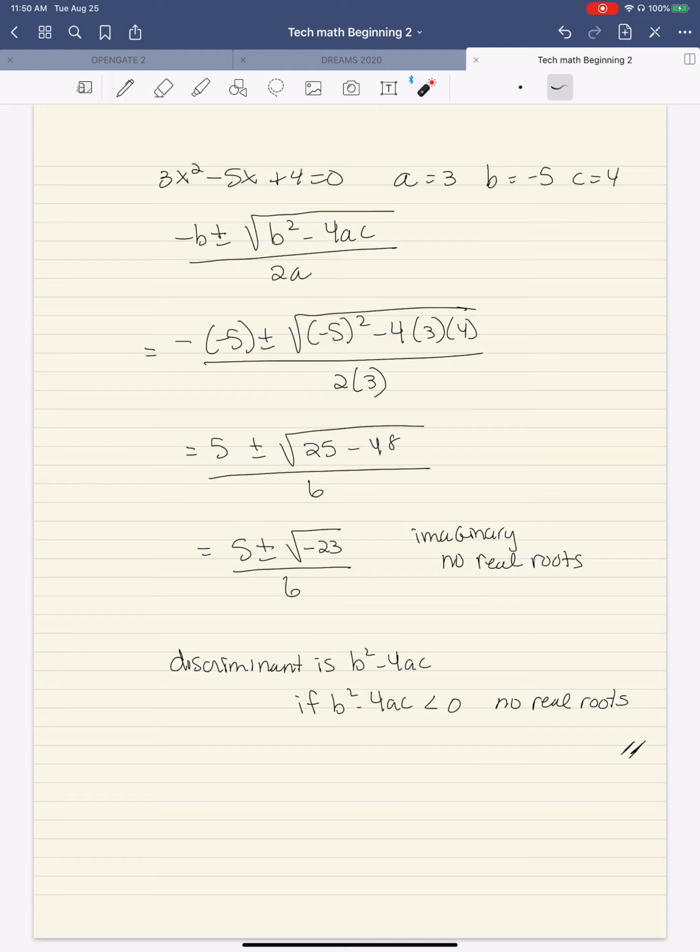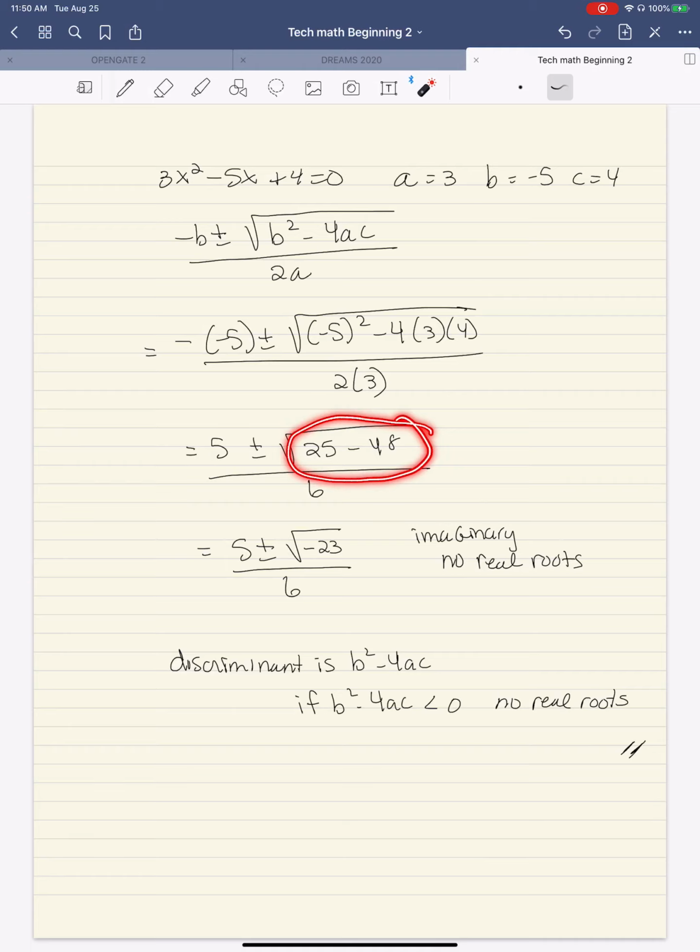Let's try another one, the one that gets no real roots. 3x squared minus 5x plus 4 equals 0. A is a 3, B is a minus 5, C is a 4. So minus B, so it's minus 5 plus or minus B squared, so 5 squared, minus 4 times 3 times 4, 2A, 2 times 3. So minus a minus is plus 5, plus or minus 25, 4 times 3 times 4 is 48 over 6.